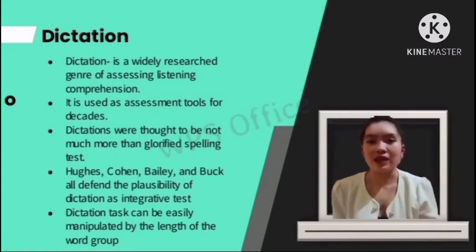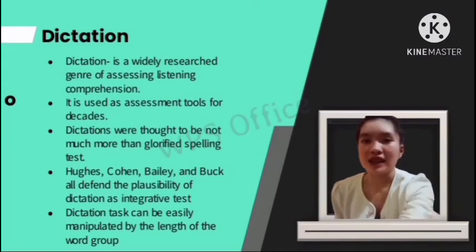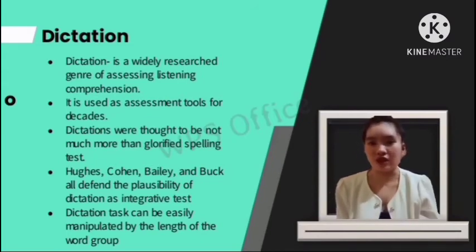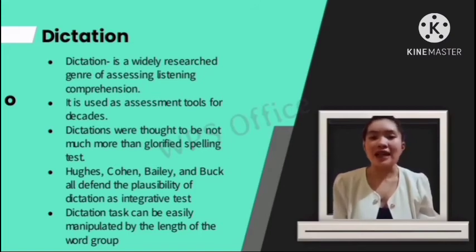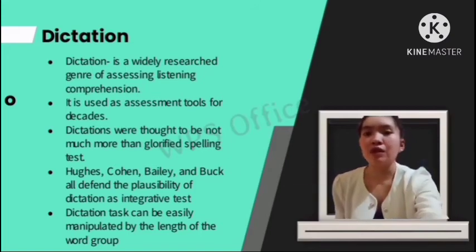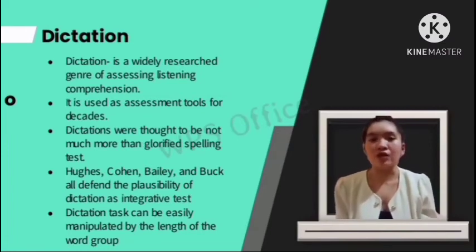Dictation is a widely researched genre of assessing listening comprehension. It has been used as an assessment tool for decades. Dictations were thought to be not much more than glorified spelling tests. Oller, Cohen, Bailey, and Bach all defend the possibility of dictation as integrative tests. Dictation tests can be easily manipulated by the length of the word group.